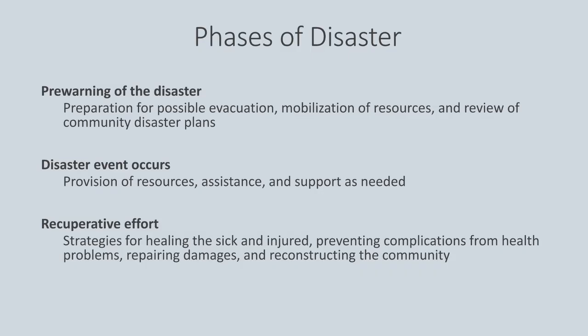The next phase, the disaster event occurs. This is when the provision of resources, assistance, and support as needed happens. The third phase is the recuperative effort. This is when strategies for healing the sick and injured and preventing complications from health problems, repairing damages, and reconstructing the community happens. So pre-warning of the disaster, disaster event occurs, and recuperative effort.